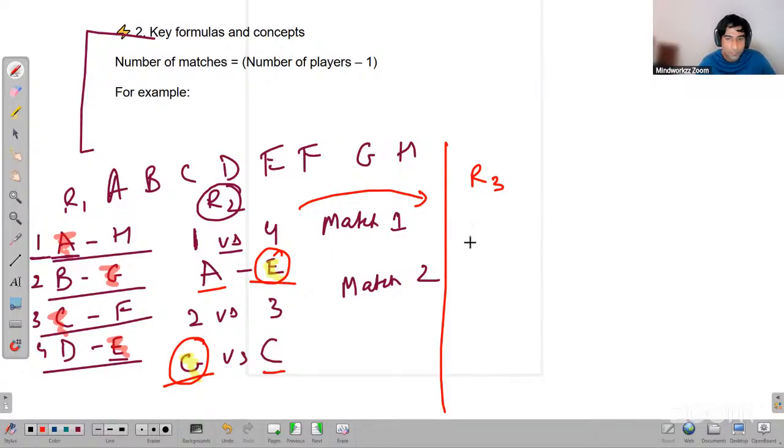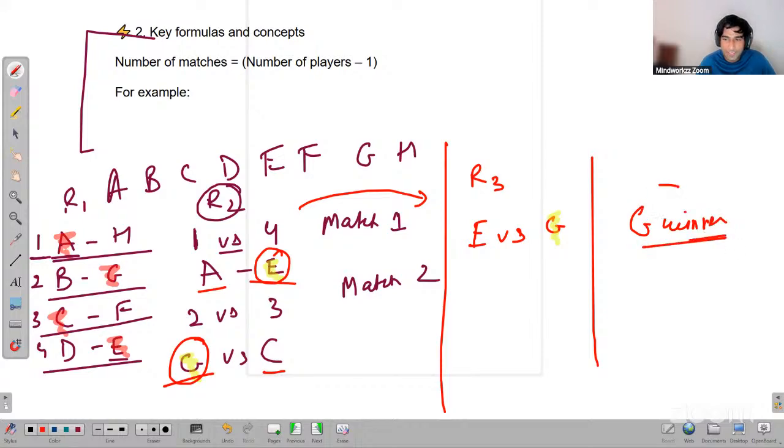So that's why, since E is winning, he is going to play against G. All right, and let's say G wins against E. So then we understand that G is the winner of the tournament. This is the fundamental theory of how the structure of a knockout tournament happens.